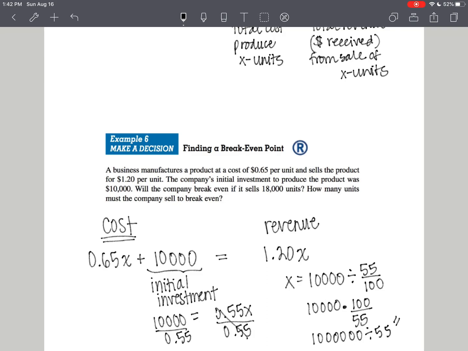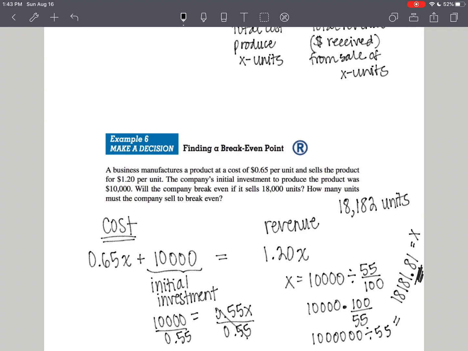55, 100, 1, 2, 3, 1, 2, 3, a million divided by 55. Let me do this off the top of my head. I'm thinking it's a whole bunch of 1s and 8s. So I'm getting 1, 8, 1, 8, 1, 0.81 equals x. So how did I do? Did I get that right? So that would be 18,182 units, because you can't sell a decimal unit.